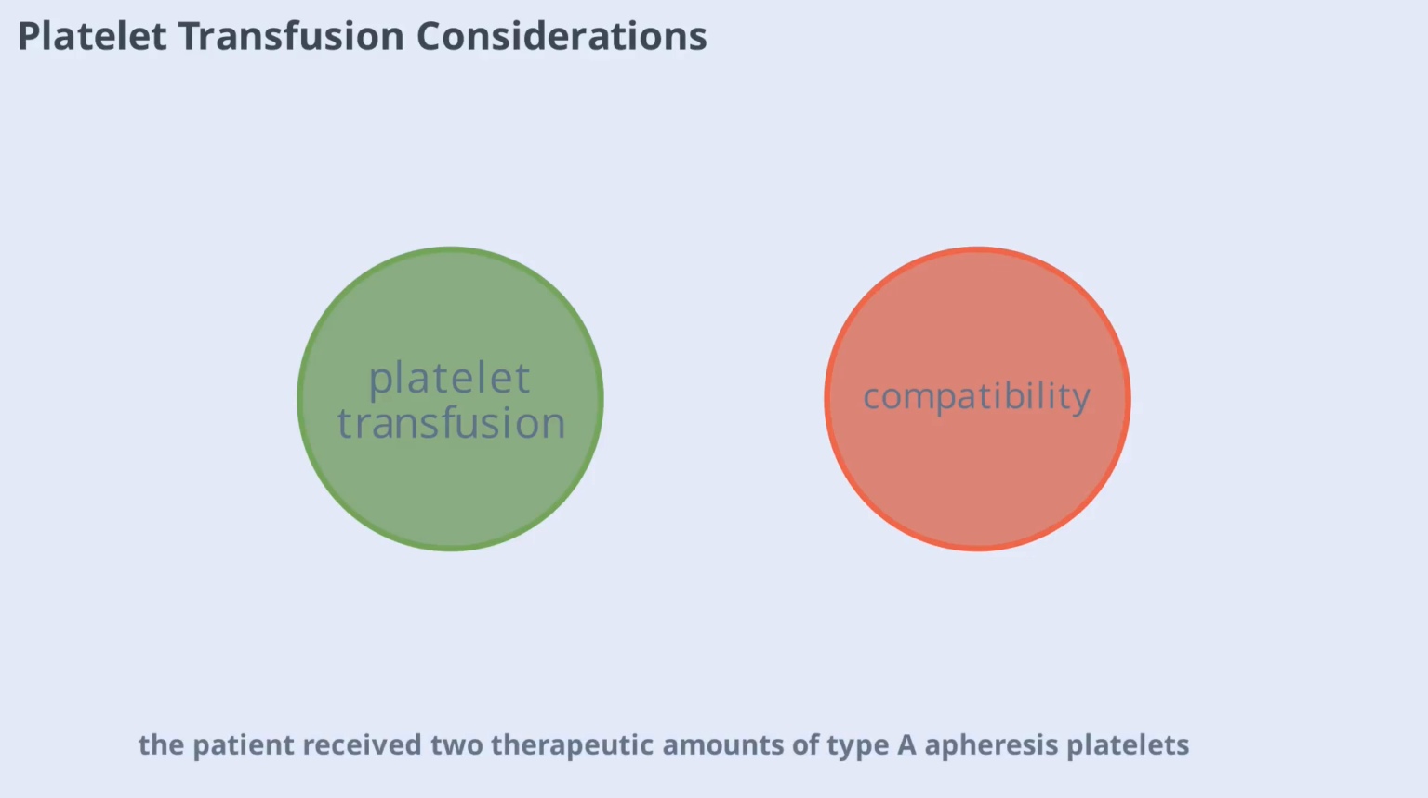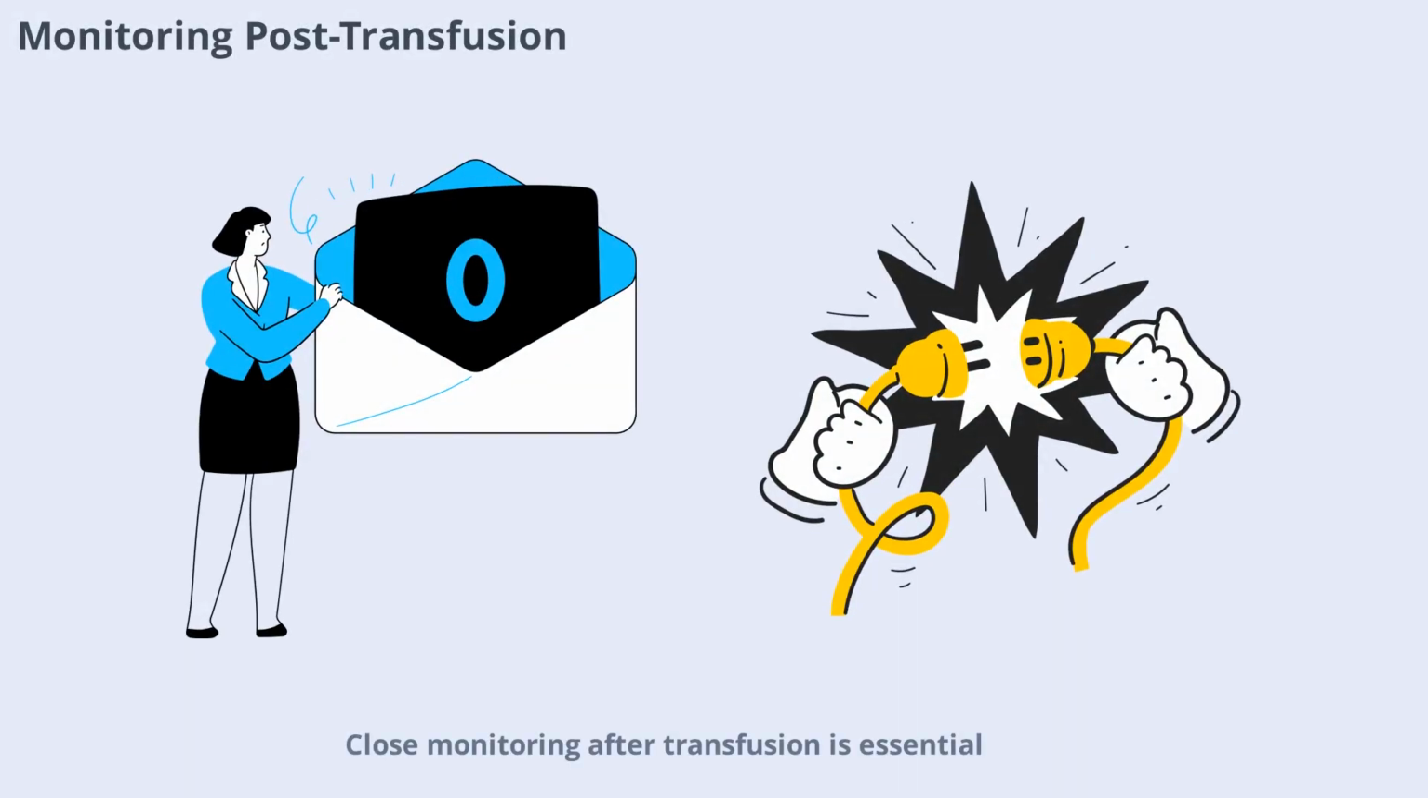In this case, the patient received 2 therapeutic amounts of type A apheresis platelets, resulting in a successful and safe transfusion. Close monitoring after transfusion is essential, especially in patients with rare blood group subtypes. In this case, the patient's hemoglobin and platelet counts were carefully tracked, and his vital signs remained stable throughout. This vigilance helped ensure a smooth recovery and provided valuable feedback on the effectiveness of the transfusion plan.